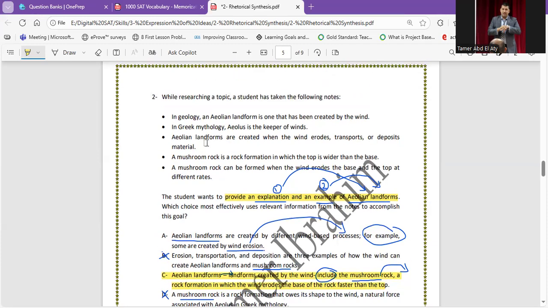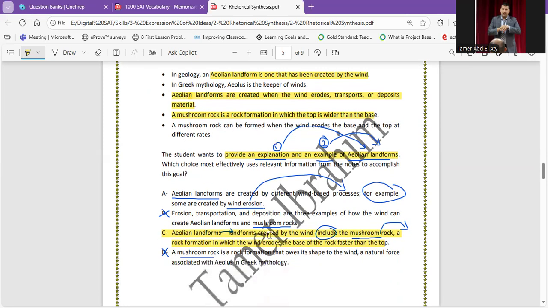But let's go up. He said in geology, an aeolian landform is one that has been created by the wind. In Greek mythology, Aeolus is the keeper of winds. Aeolian landforms are created when the wind erodes and transports the opposite material. Mushroom rock is a rock formation in which the top is wider than the base. A mushroom rock can be formed when the wind erodes the base and the top at different rates. So now, the aeolian landform is created when, that is the explanation and that is the example. So the answer is C.